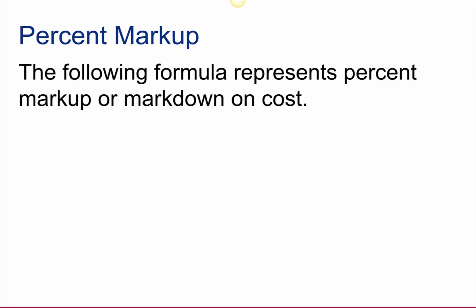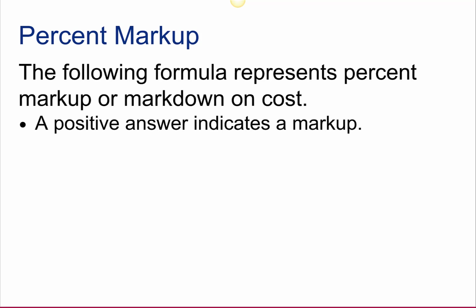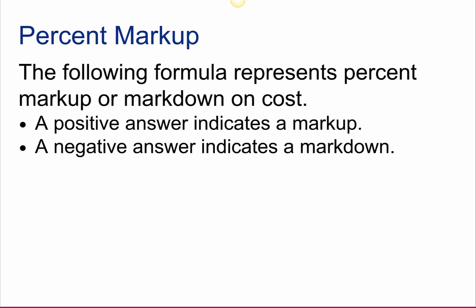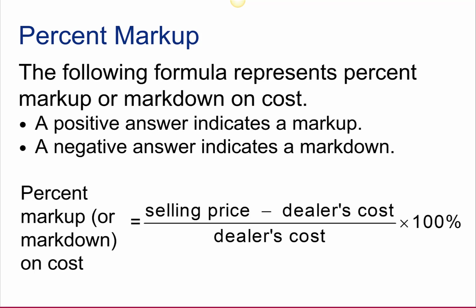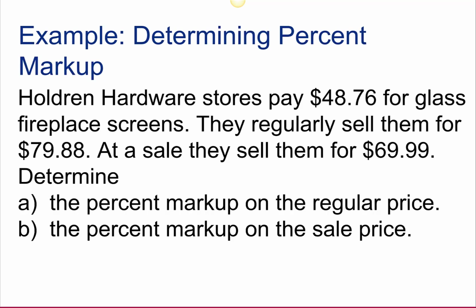Percent markup. The following formula represents the percent markup or markdown on cost. A positive answer indicates a markup. A negative answer indicates a markdown. So this is very similar to the percent change formula. You take the selling price minus the dealer cost, divided by the dealer cost, and multiply by 100. Notice if the dealer is now selling the item for less than he or she paid for it, there would be a markdown.